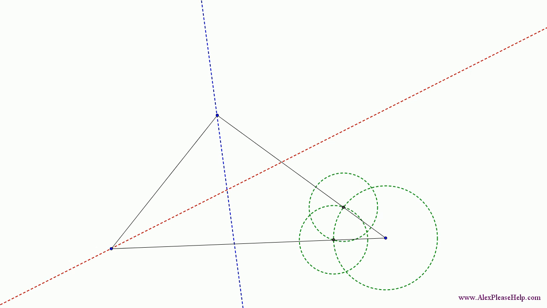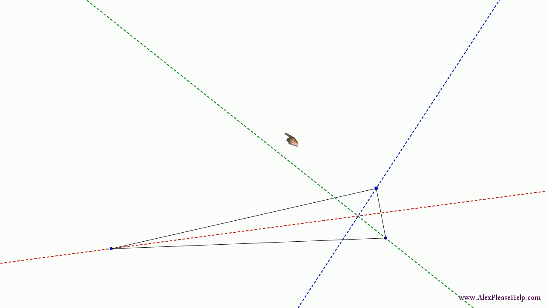So just for completion, I'll draw the other angular bisector just to show you that all three angular bisectors will intersect at the same point. Notice how I move it around, they'll intersect at the same point. That's where the center is, but you don't know yet what the radius is.